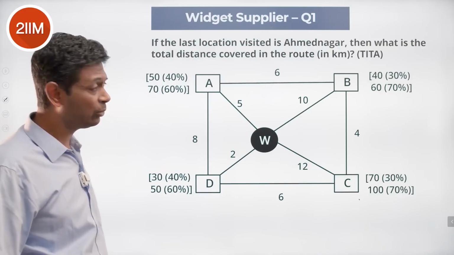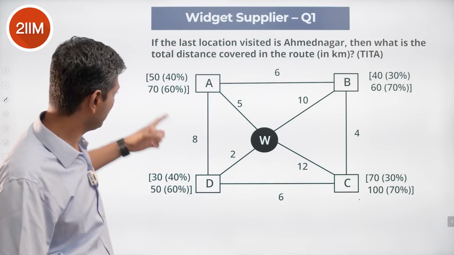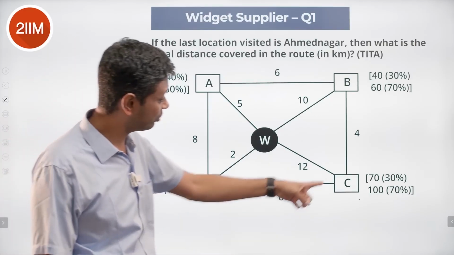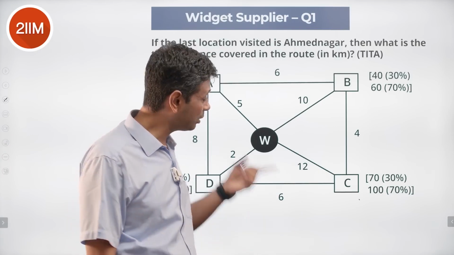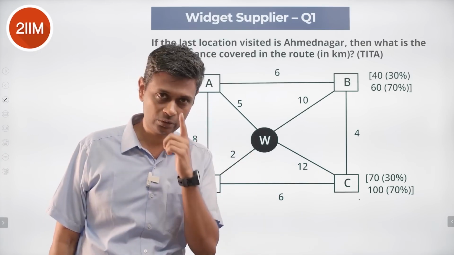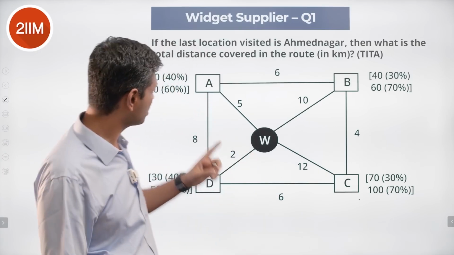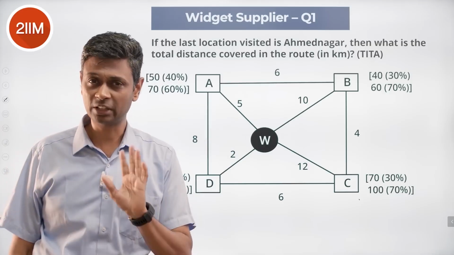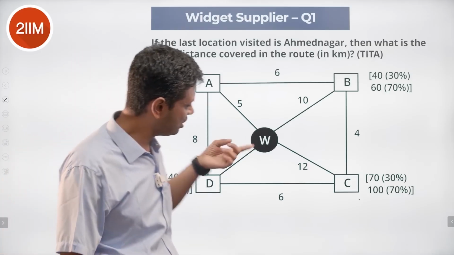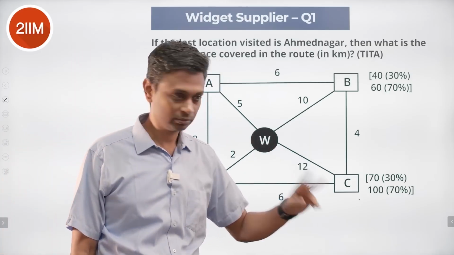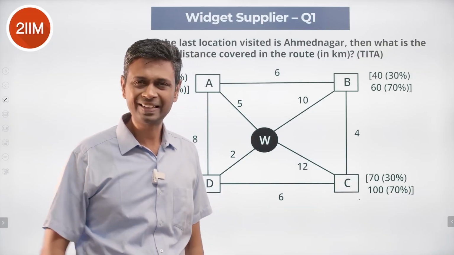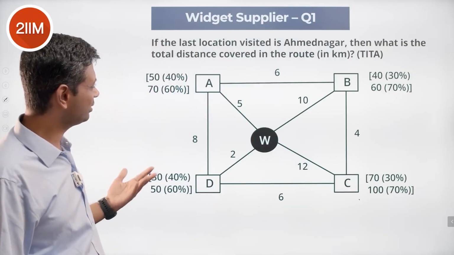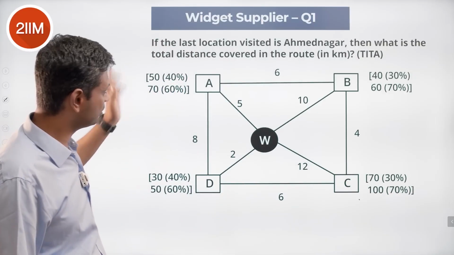You are ending with Ahmednagar. If Ahmednagar were 70 and this were 70, you would start with Ahmednagar. And so clearly, we are not starting with Ahmednagar, we are ending with Ahmednagar. So the C value should be higher, either 70 or 100. And straight away I can say, look, I'm only calculating the distance. I want to end with Ahmednagar.